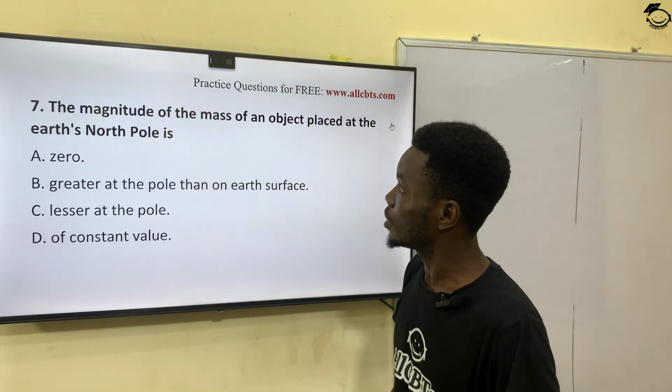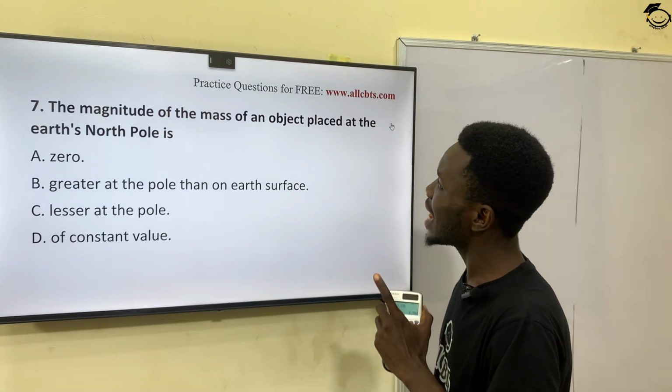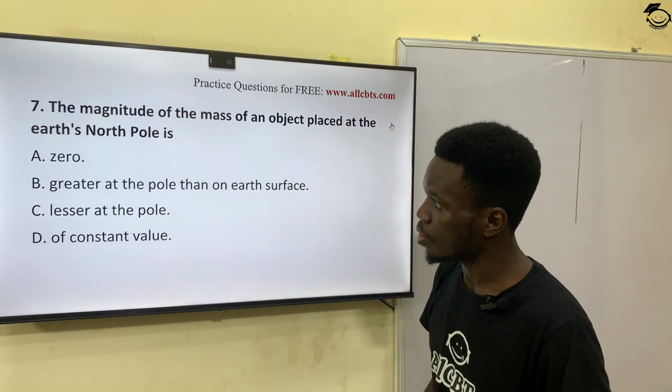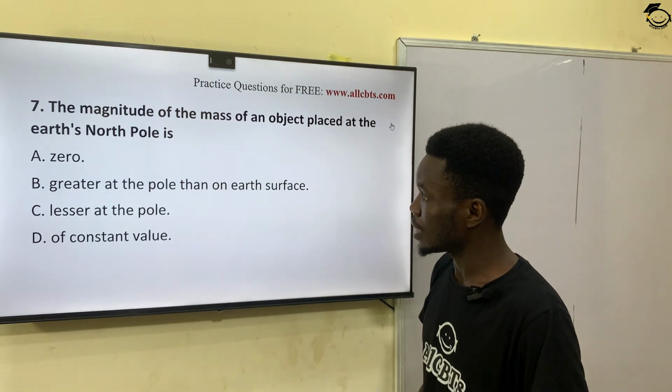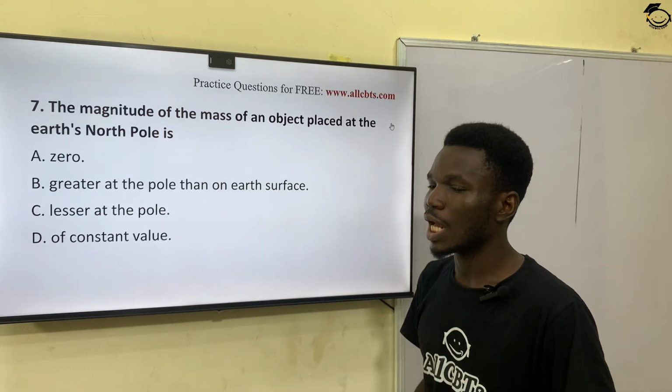That's question number 7. It says, the magnitude of the mass of an object placed at the Earth's north pole is dash. Option A says it is 0. Option B says it is greater at the pole than on Earth's surface. Option C says it is lesser at the pole. Option D says it is of constant value.